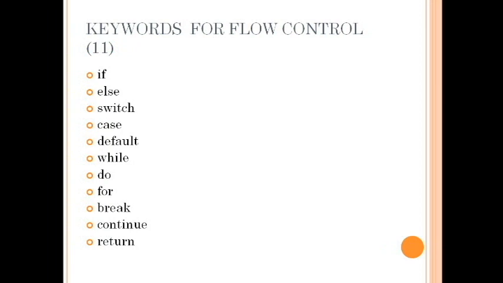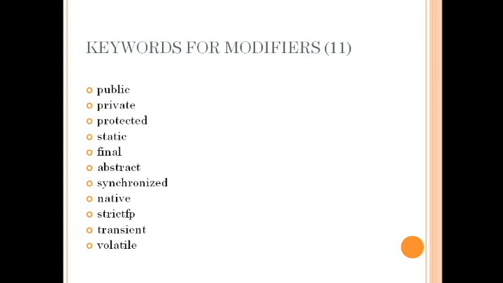Now let us move ahead and know about the keywords that are used for modifiers. So there are 11 keywords that are used as modifiers. These are public, private, protected, static, final, abstract, synchronized, native, strictfp, transient and lastly volatile. We will understand the meaning of each of the keywords in our subsequent tutorials, but for now, since we are understanding what are keywords, we are just knowing how many keywords are there and we are listing them.